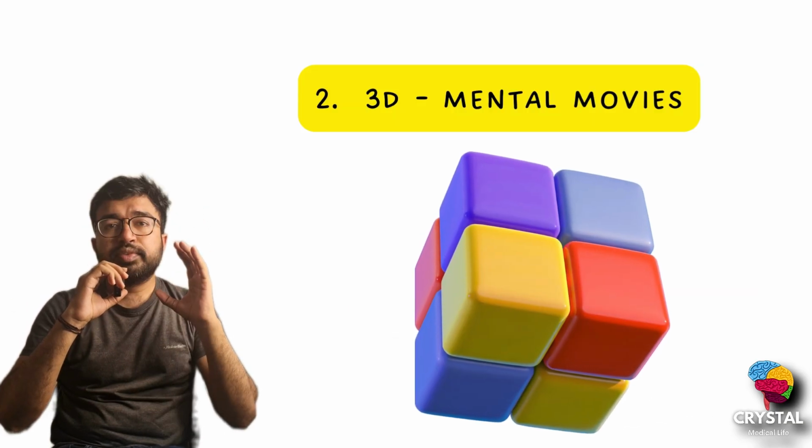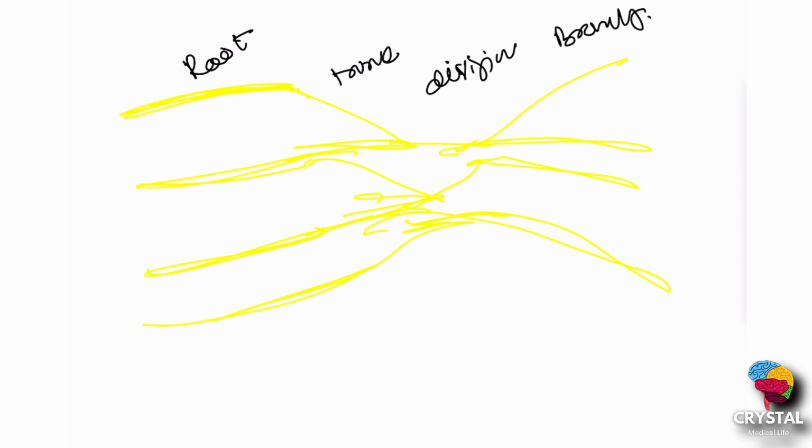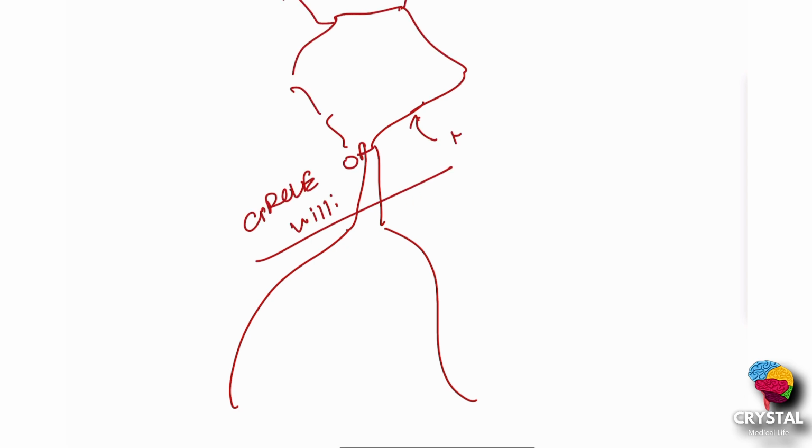Second hack, 3D mental movies. For the brachial plexus, visualize roots becoming trunks, dividing like tree branches. For the circle of Willis, imagine a traffic road where arteries meet and connect. So close your eyes and make a movie. The nerves and vessels are not flat diagrams, they are moving structures. If you can see them move, you will never forget their order.